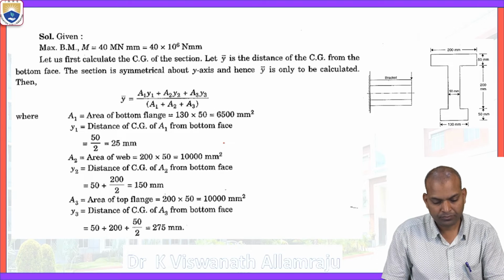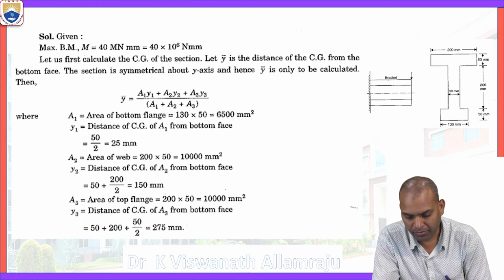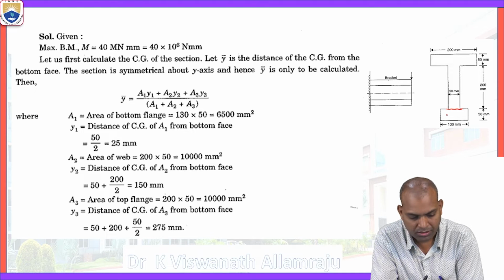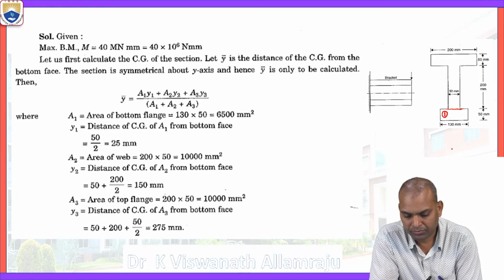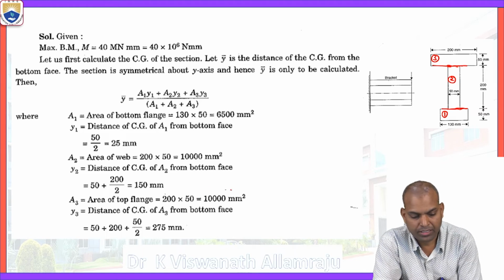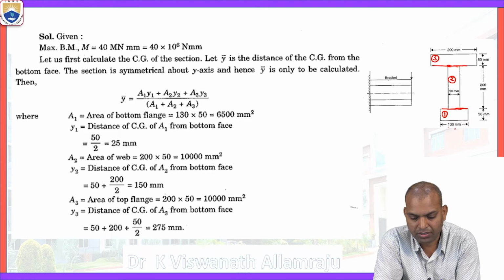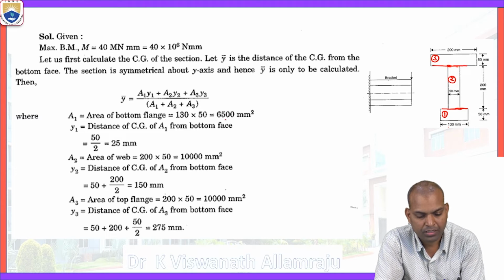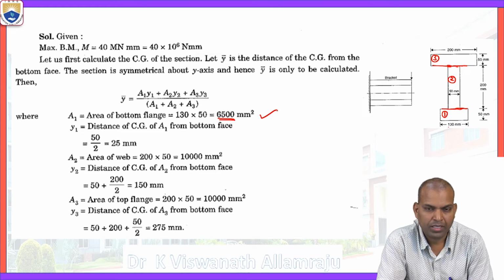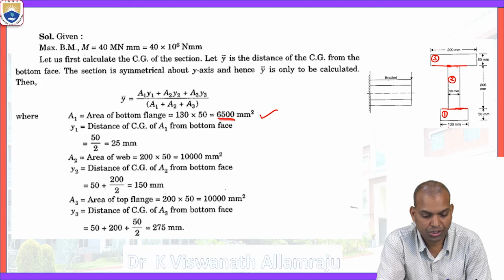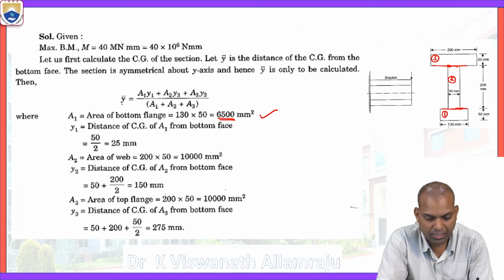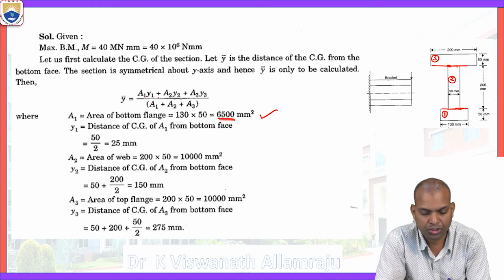Now let us begin. In this problem, based on the solution, A1 is the bottom flange, and A2 and A3 are the web and the top flange. The area of the bottom flange is 130 times 50. It is a rectangle, so the area is 6500 square millimeters. The section is symmetrical about the y-axis, so we have to calculate y bar using A1 y1 plus A2 y2 plus A3 y3 by A1 plus A2 plus A3.